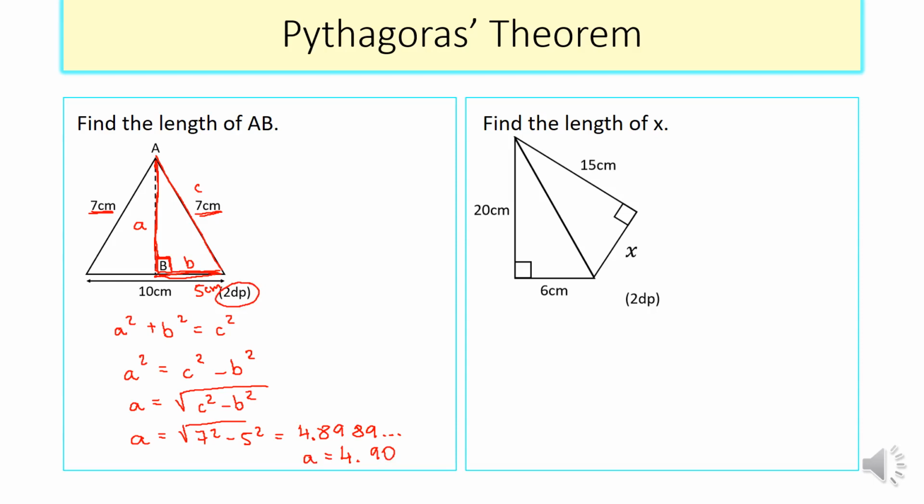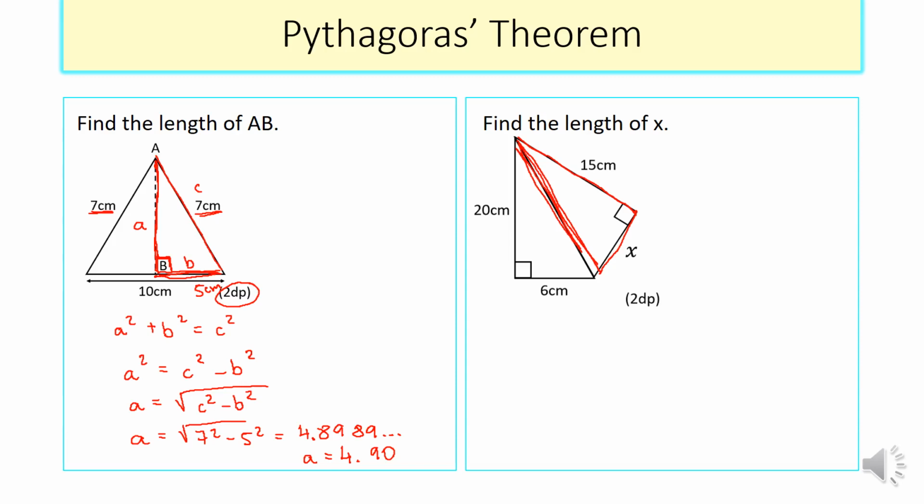In the next question, I need to find the value of x. If I look at this triangle only, I only have one side in this triangle. So there's too much that I don't know for me to be able to find the value of x at the moment. So I need to find this length here, which is the hypotenuse of both triangles. So I'm going to use this triangle here with the sides of 20 and 6, and I'm going to find the hypotenuse of that triangle.